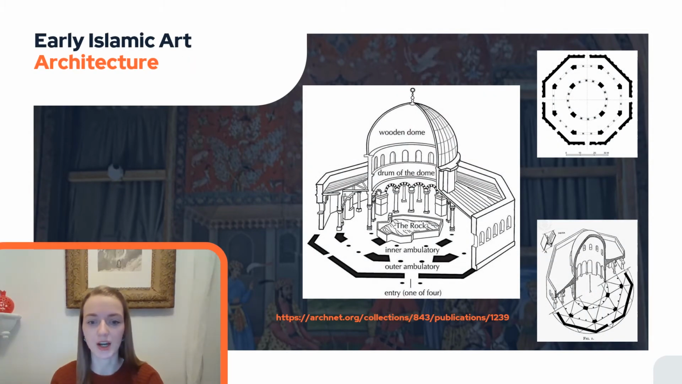First, about the architecture. The elements of the Dome of the Rock, its piers, columns, capitals, semicircular arches, the wooden dome, its walls, the door and windows, all belong to an architectural language that was common throughout the Eastern Mediterranean world. The plan shows a circular or polygonal vaulted structure.